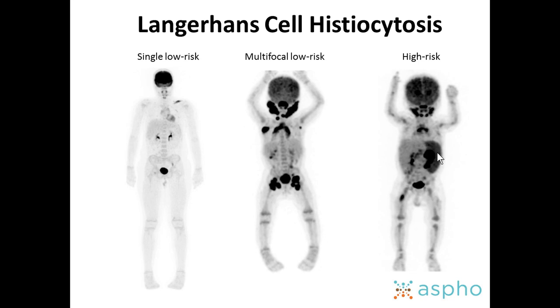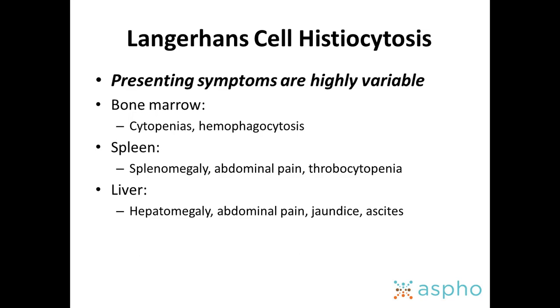But when you have the spleen and bone marrow involved, you can see a bone lesion here, that makes the patient high risk. The presenting symptoms are highly variable, so these kids can look like just about anything, which is why it's a great morning report disease. It's a great boards disease because it has a lot of different manifestations.